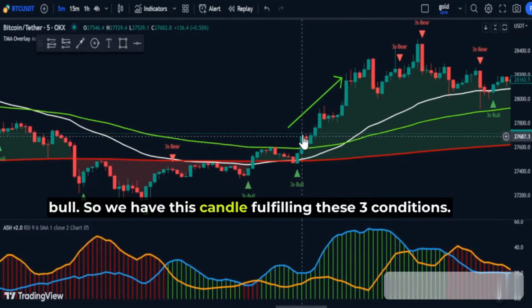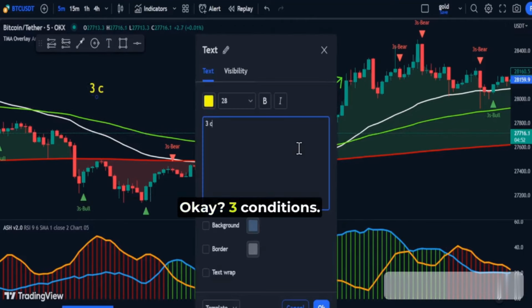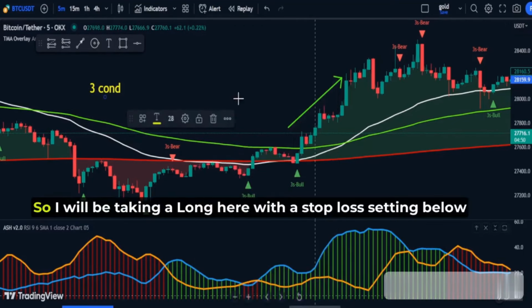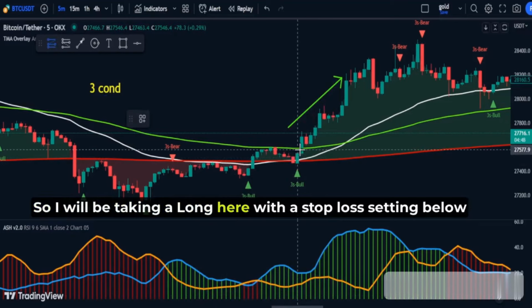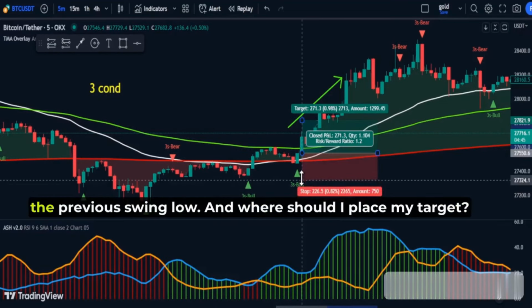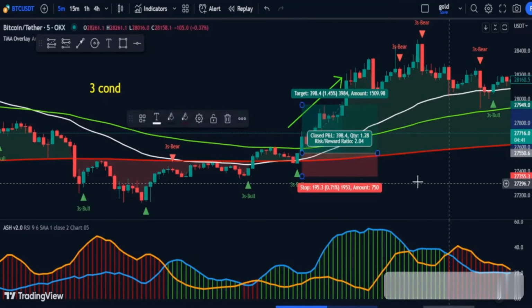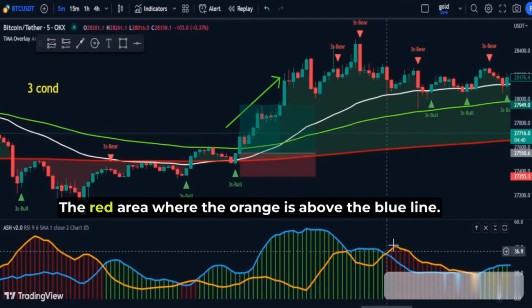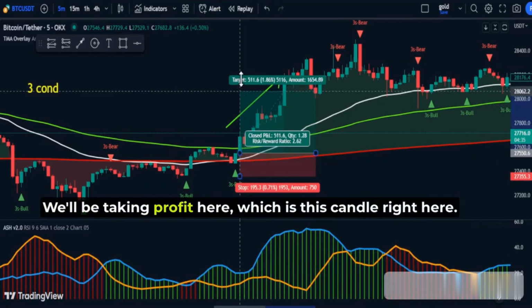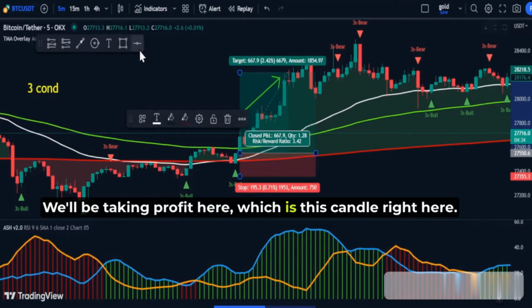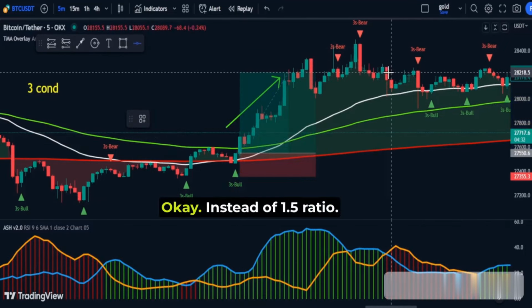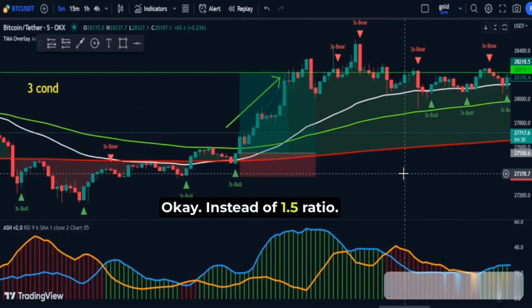So we have this candle fulfilling these 3 conditions. So I will be taking a long here with a stop loss set below the previous swing low. And where should I place my target? So we look at this area, the red area where the orange is above the blue line. We'll be taking profit here, which is this candle right here, instead of a 1.5 ratio.